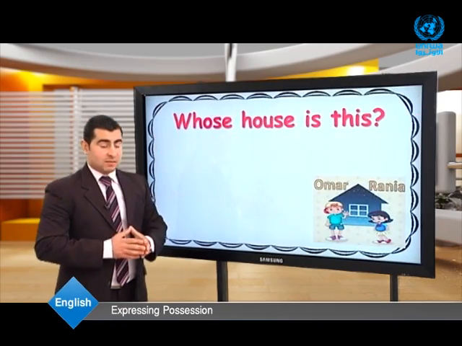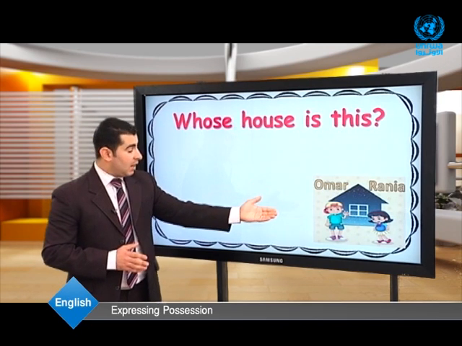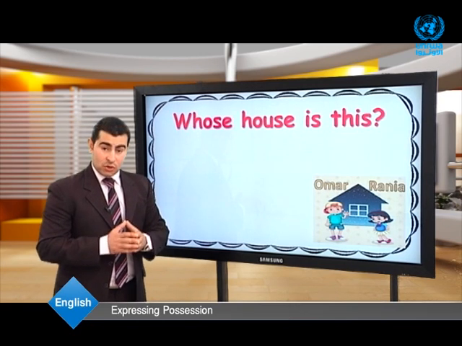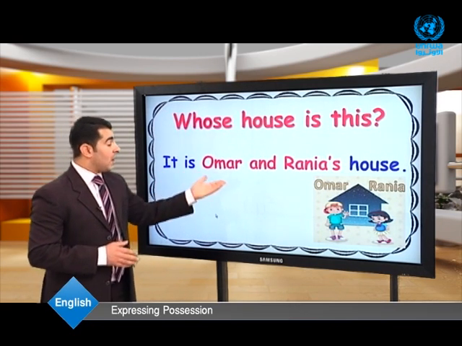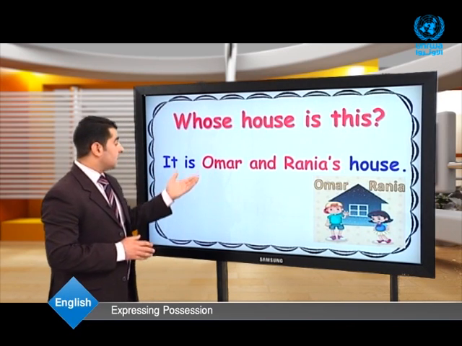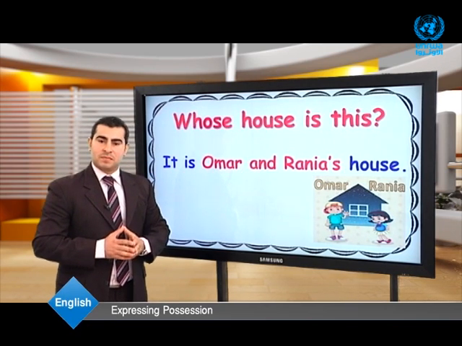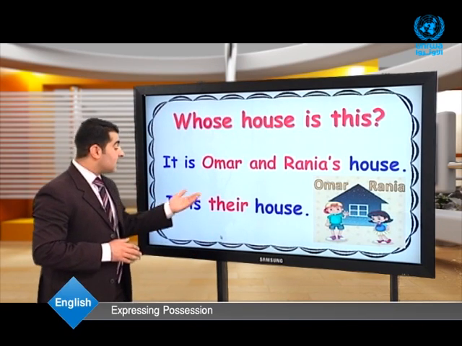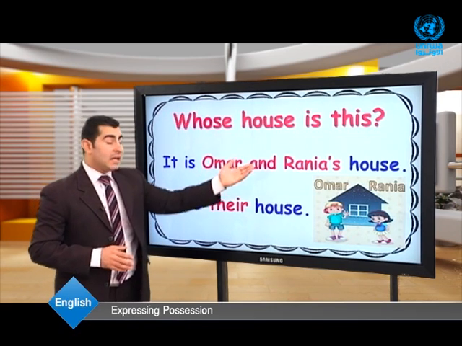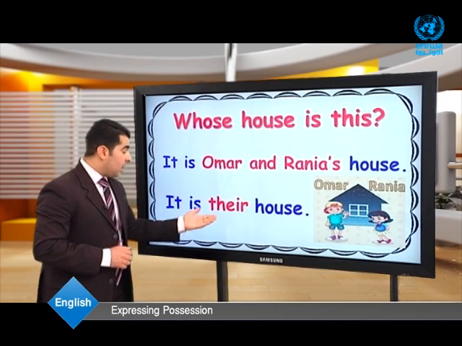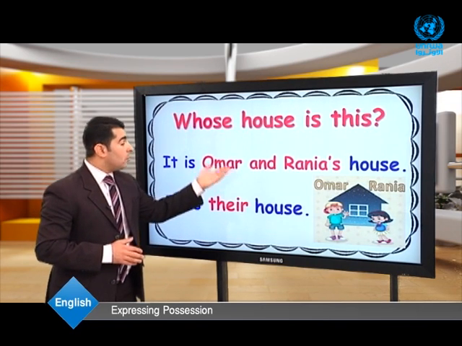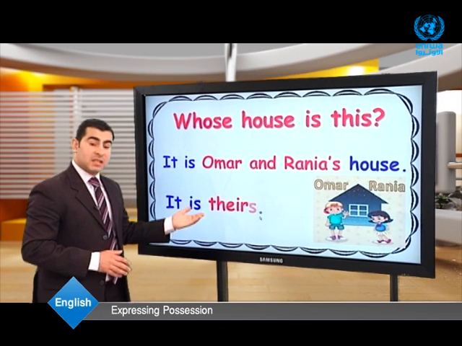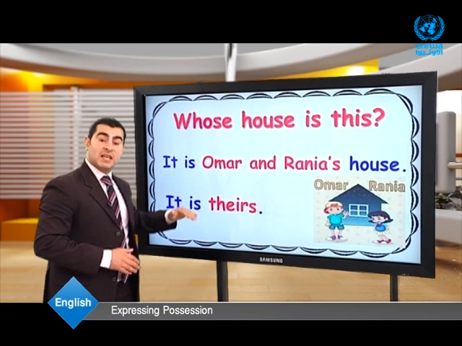Whose house is this? Look, we have a house and two children. They are Umar and Rania. So, excellent. It is Umar and Rania's house. Now, we will show the possession in a different way. It is their house. Their refers to Umar and Rania. Now, we can delete the word house and the sentence becomes it is theirs.